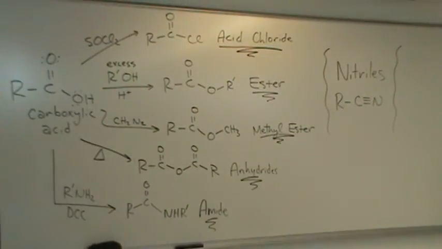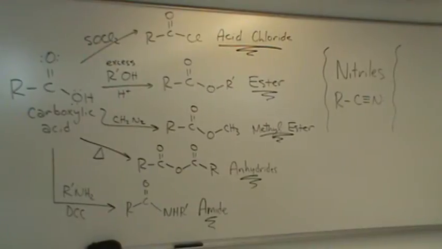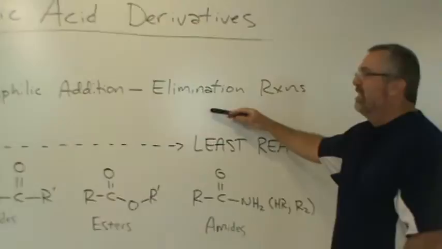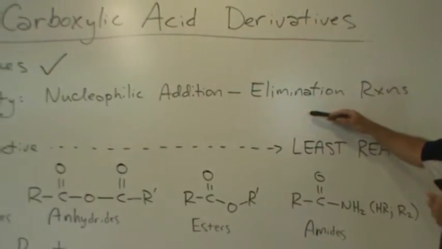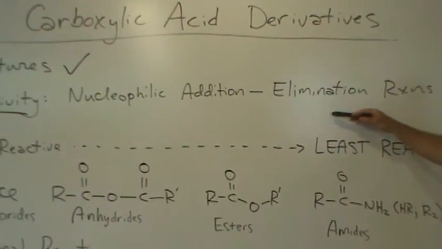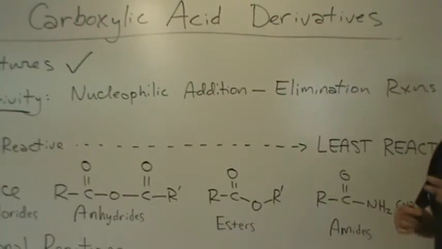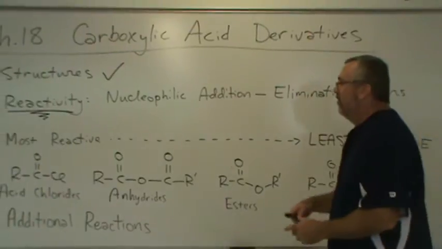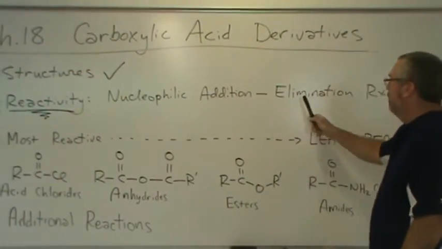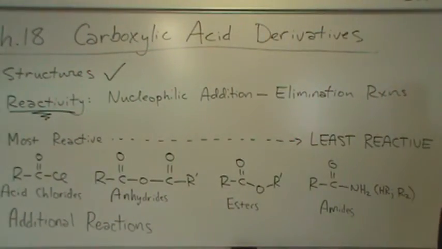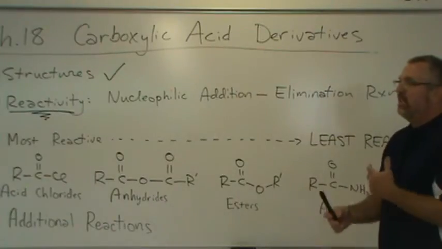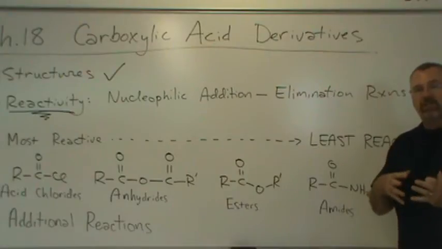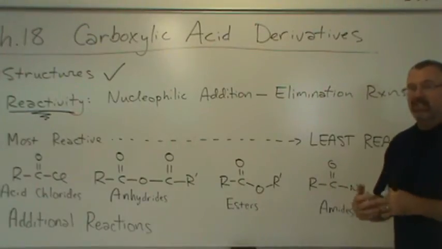What I want to do now is turn back to our second bullet here. Our second bullet is all about the reactivity that these carboxylic acid derivatives undergo. And far and away, the most important reaction for the derivatives is the so-called nucleophilic addition-elimination reaction. So you had a little bit of a sneak peek of this in the previous chapter when we talked about converting carboxylic acids to amides using DCC.